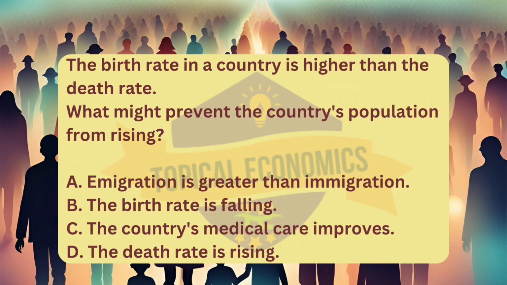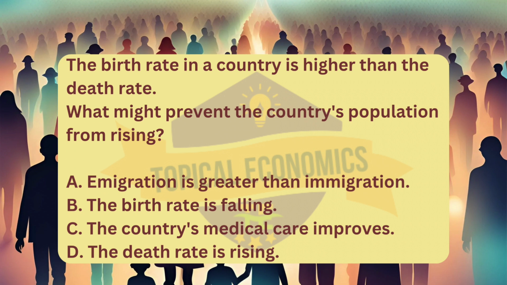Moving to the sixth question. The birth rate in a country is higher than the death rate. What might prevent the country's population from rising? A. Emigration is greater than immigration. B. The birth rate is falling. C. The country's medical care improves. D. The death rate is rising. Reference: 2021 October-November, version 1.